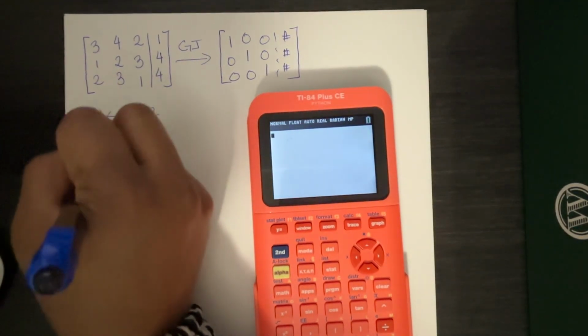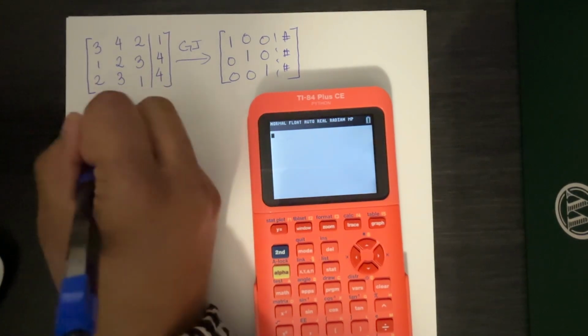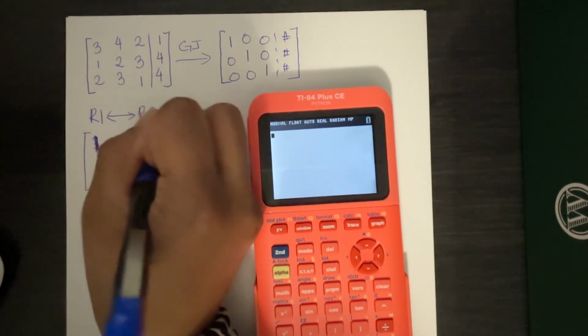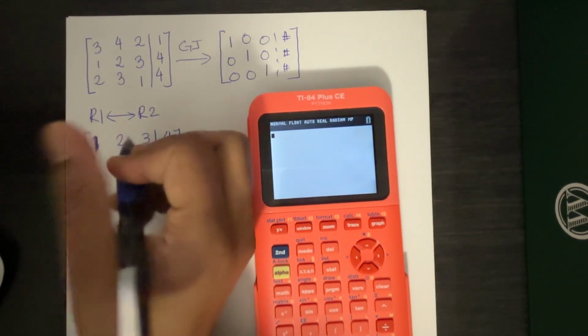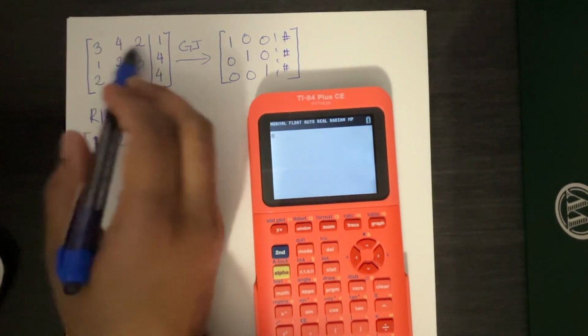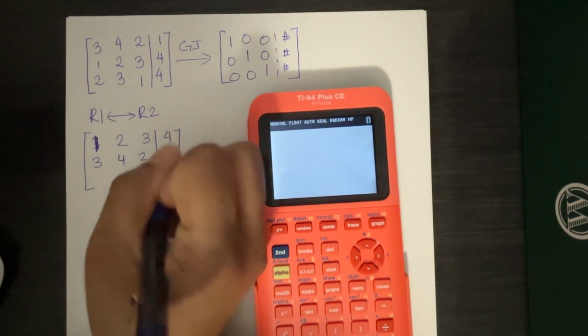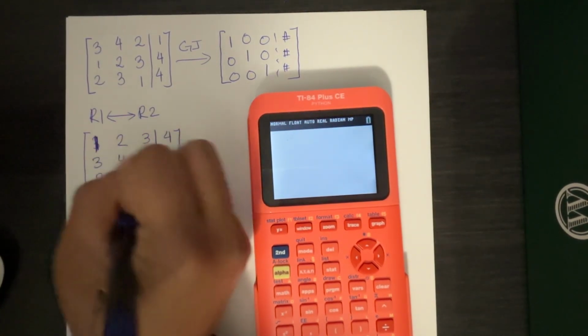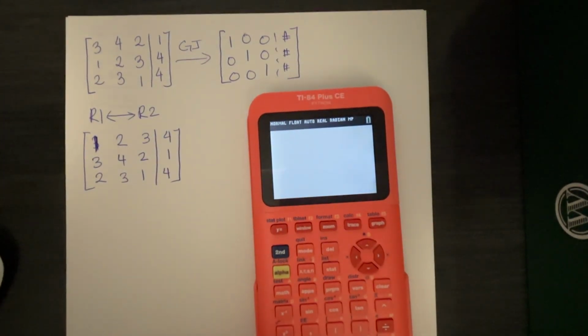So that would give me the following matrix. So I'm doing 1, 2, 3, 4. So row 2 now became row 1. Then we have 3, 4, 2, 1, 2, 3, 1, 4. Okay. So this is now what I'm going to be putting into my calculator.